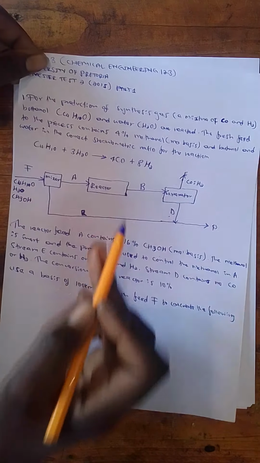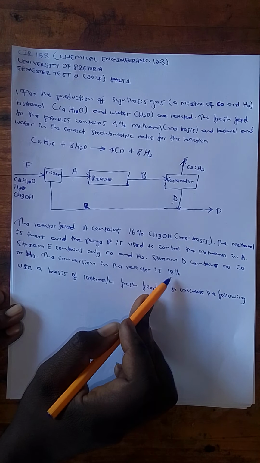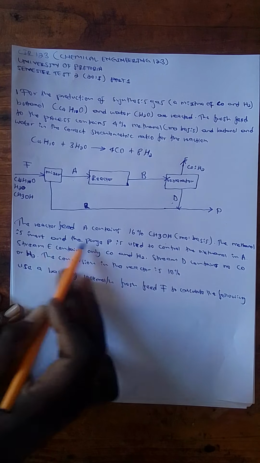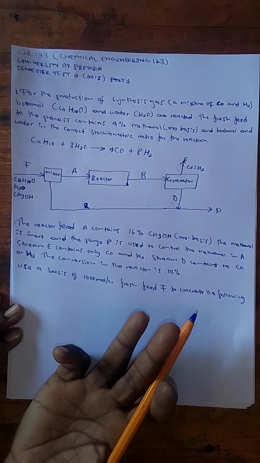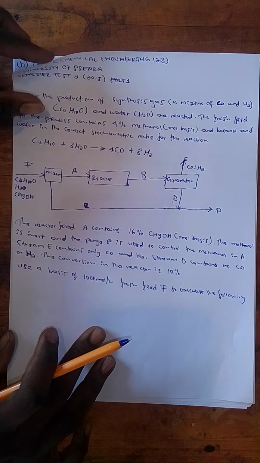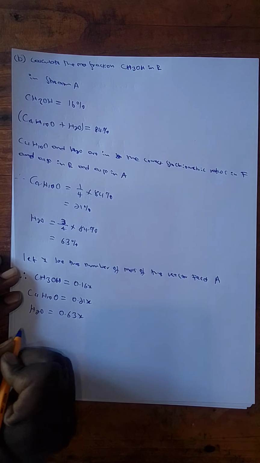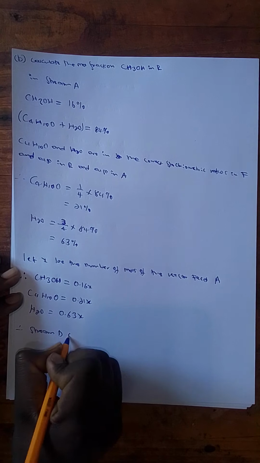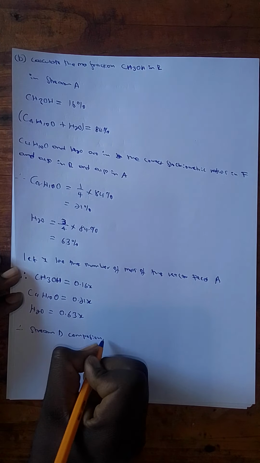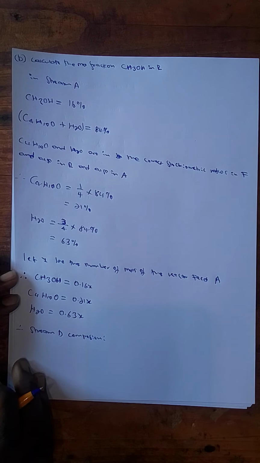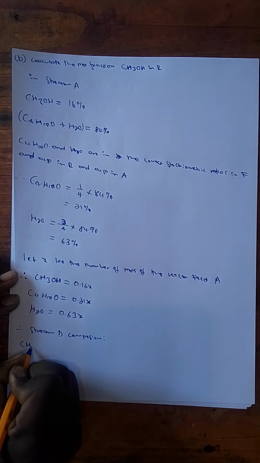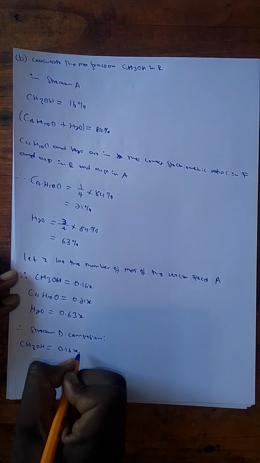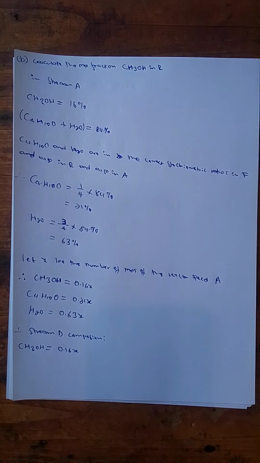Because remember, I have the information of the reactor. I'm being told that the conversion in the reactor is 10%. And also I've been told that the methanol is inert, which means the methanol won't really react. It won't tamper with the equation. It won't change in any way. So then let me say, therefore, stream D composition, right? In stream D composition, the first thing that we know is methanol. CH3OH is equal to how much? 0.16x, right? Why is it 0.16x? It's inert and it doesn't really change.